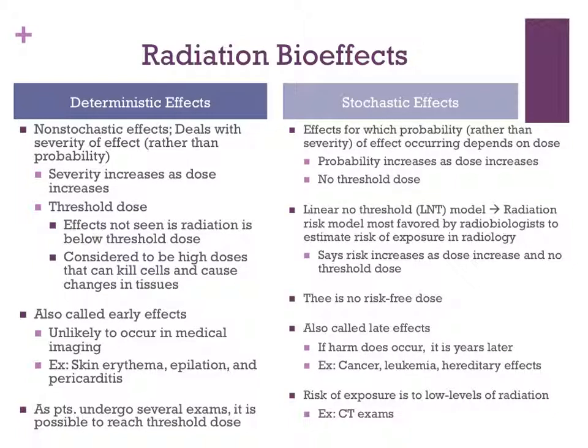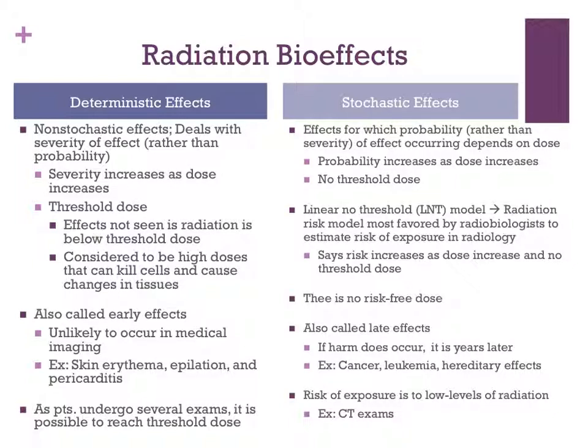If harm does occur, the damage generally becomes apparent years after the exposure, which is why the stochastic effects are also called late effects. Examples of stochastic effects are leukemia, other cancers, and hereditary effects. They are considered a risk from exposure to the low levels of radiation used in medical imaging, including CT.